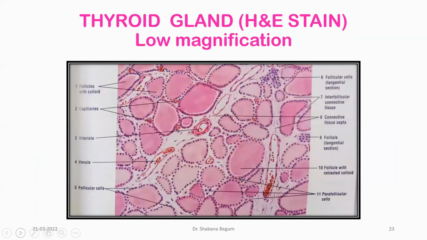So this is a slide of the thyroid gland. Under low magnification, we can see these are the thyroid follicles, and they are lined by the cuboidal epithelium. We can make out the rounded nuclei lining the follicles.